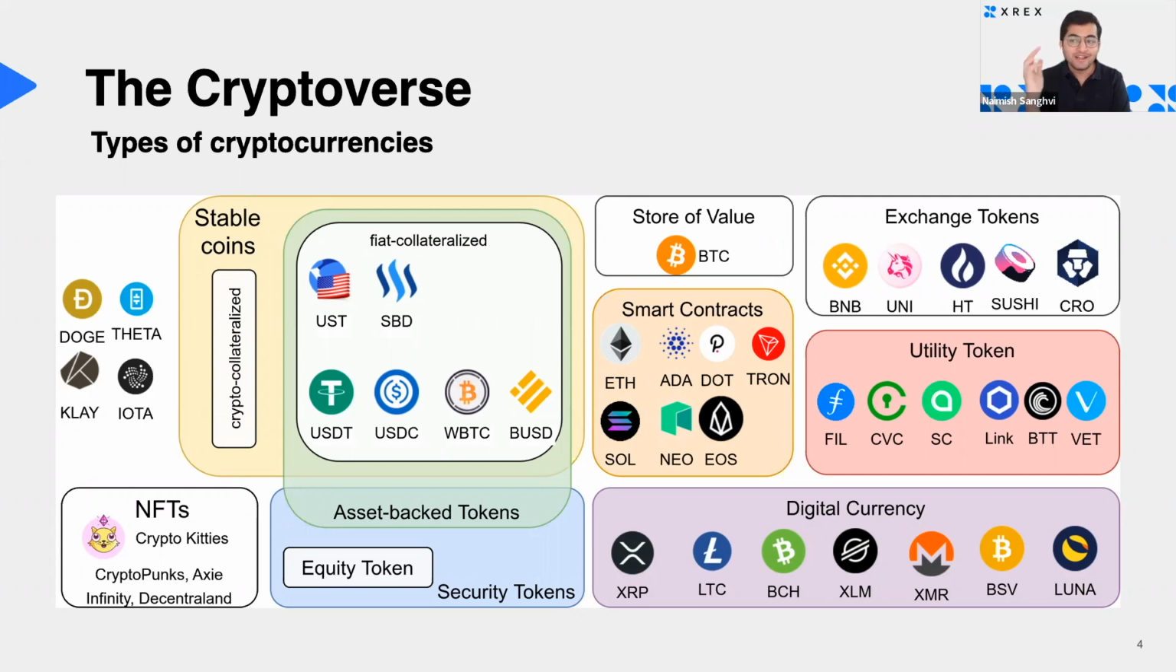On the right side, you have something called exchange tokens, and below that you have utility tokens. We are going to talk about coins versus tokens in the future in this session, but just for this slide's purpose, understand that when we call it a utility or an exchange token, they basically are created to serve a certain purpose.